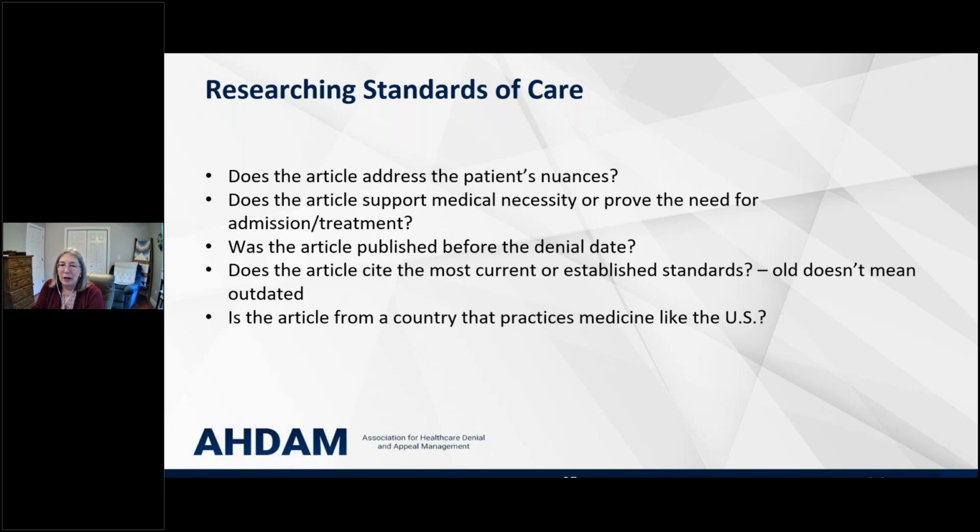But the article can talk about the risk of a patient presenting with a particular condition deteriorating rapidly or needing a certain amount of time in the hospital to get turned around. Other things, rather than just coming out and saying they need to be treated in the hospital, there's other things in the article that can help support why they need a hospital admission. Think about whether the article was published before the denial date, because of course if it was published after the denial date, you probably don't want to use it to say that was the standard of care on the date that your patient was admitted. Does the article cite the most current or established criteria? It doesn't mean that it's outdated, just if it's a little bit older.